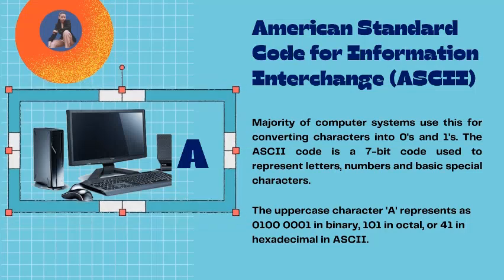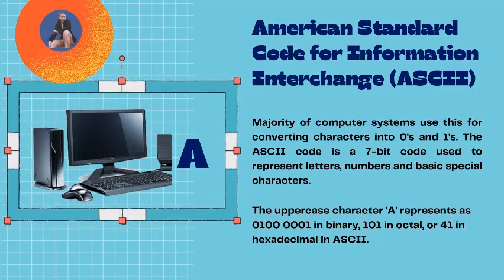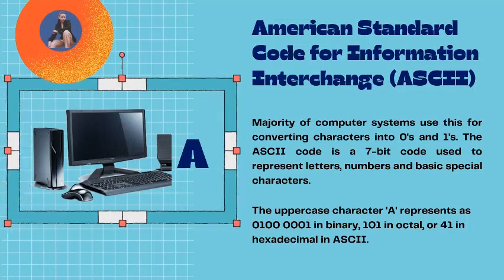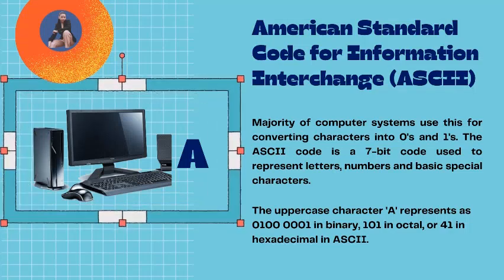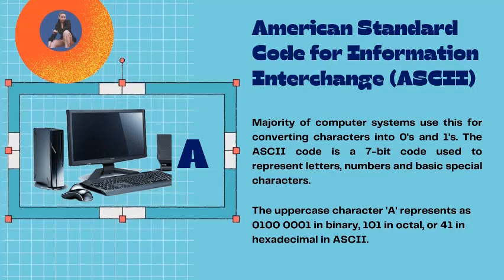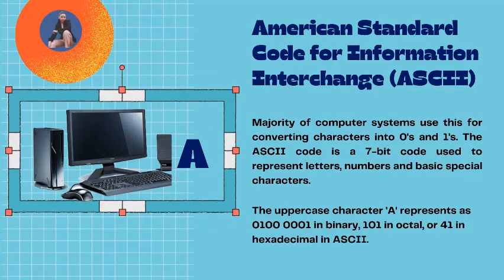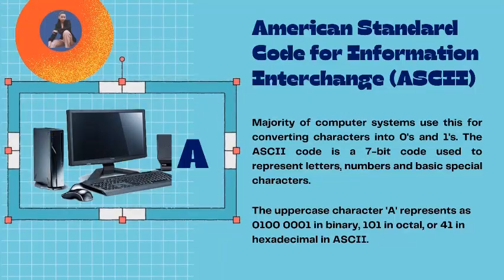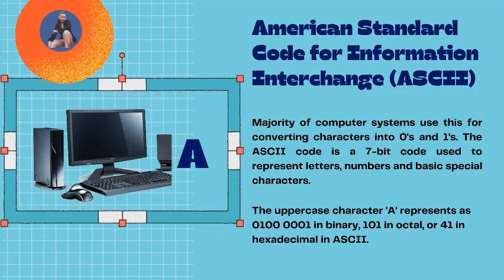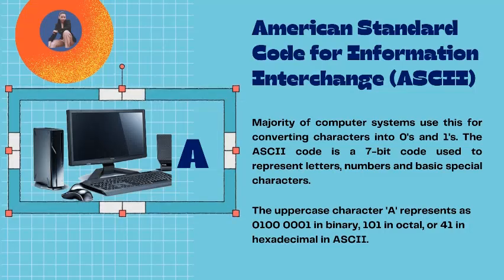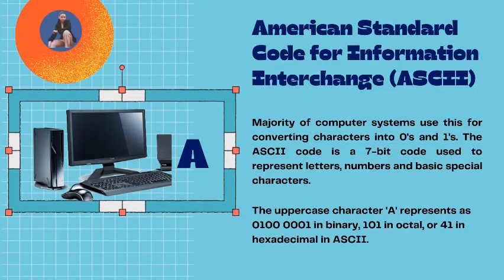ASCII stands for American Standard Code for Information Interchange. It is used by the majority of computer systems for converting characters into zeros and ones. The ASCII code is a 7-bit code used to represent letters, numbers, and basic special characters. Just like the uppercase character A, it is represented as 0100 0001 in binary, 101 in octal, or 41 in hexadecimal.